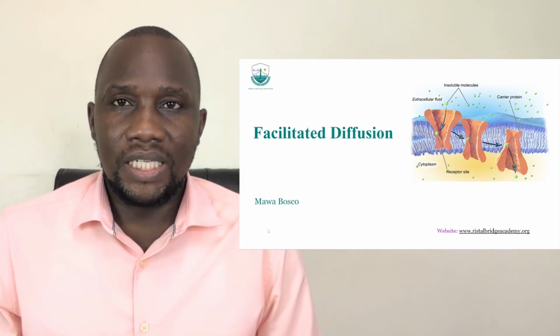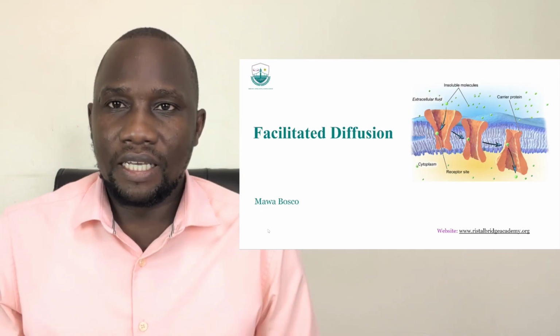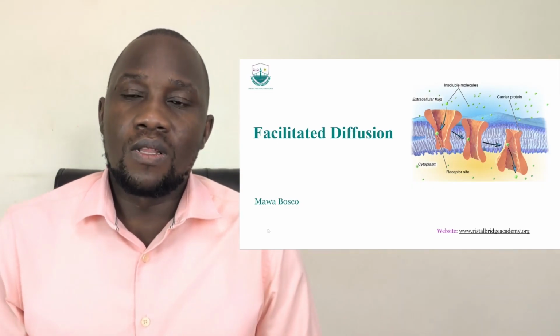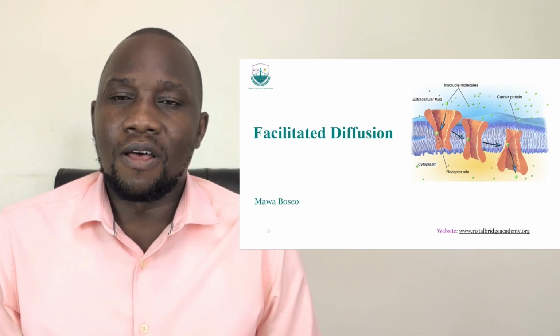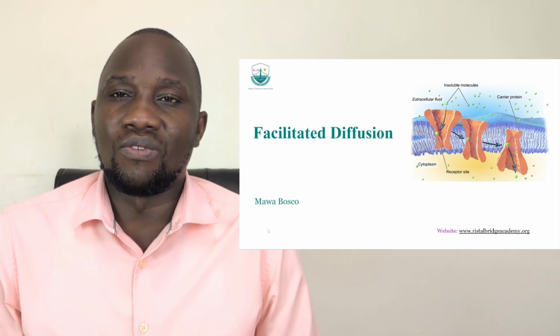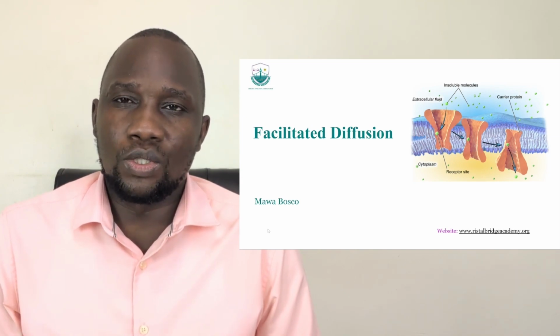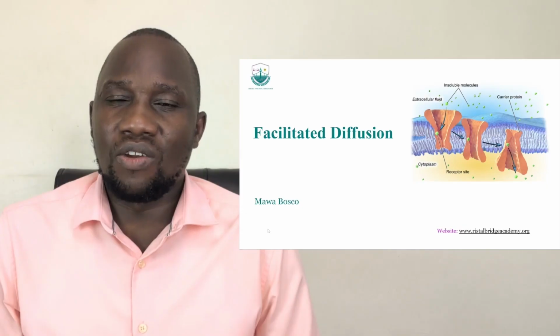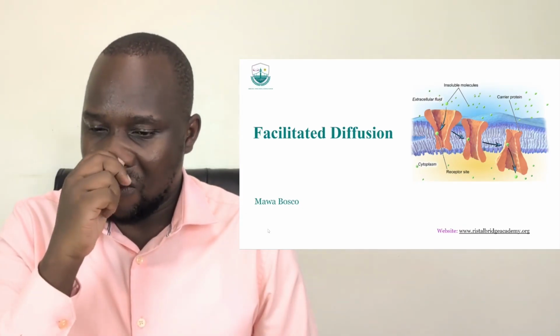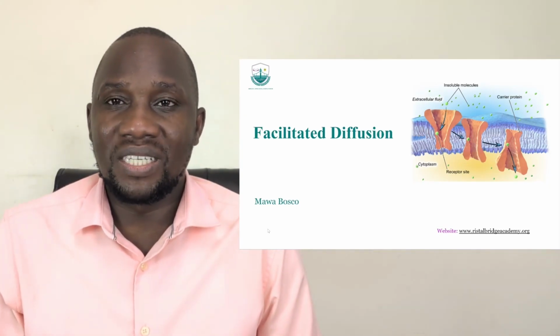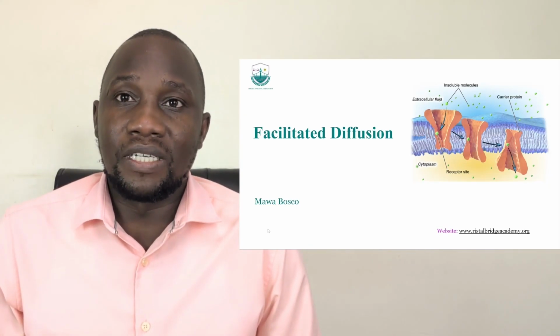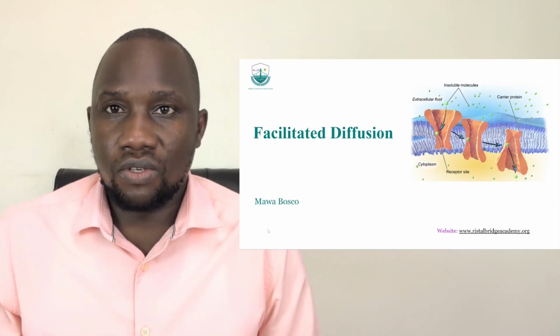So we move to facilitated diffusion. In this case, we basically know that you need a carrier protein. You need a molecule that will be able to carry these molecules or compounds from one side of the cell membrane to the other side of the cell membrane. And we already said it is a passive process, and it is faster than simple diffusion.